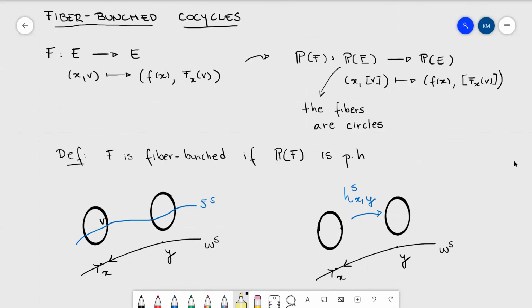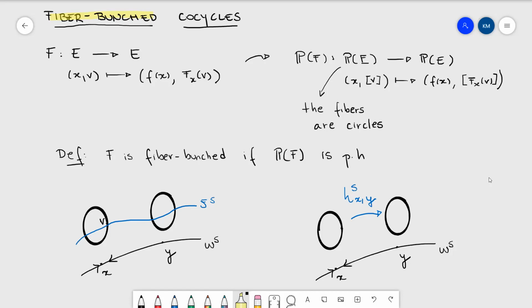So I just define a fiber linear cocycle is this map F. In the first coordinate, it acts by my base F, and here I have a linear isomorphism. And I want to define this notion of fiber bunching. For that, I'm going to define a new cocycle that is not going to be a linear cocycle now, but it's a projectivization of this linear cocycle.